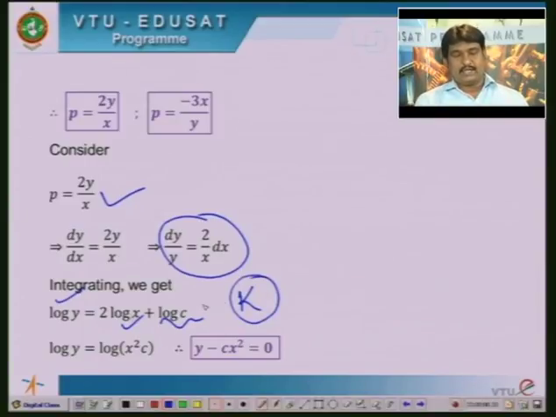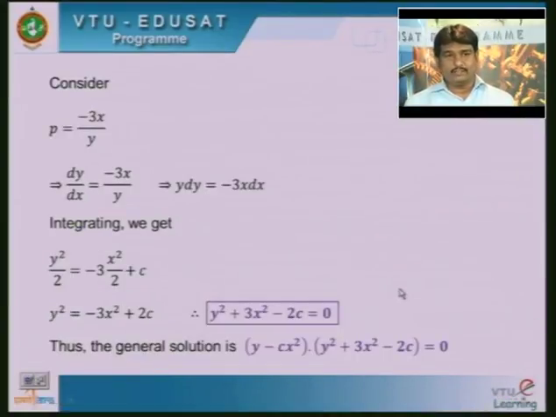In the next stage, you can write using the properties of logarithms. This becomes log y equals log of x square into c, because 2 log x is log of x square, plus log c. Log a plus log b is log of a into b, so it is log of x square c, which implies y equals x square into c, nothing but y minus c x square equals 0.